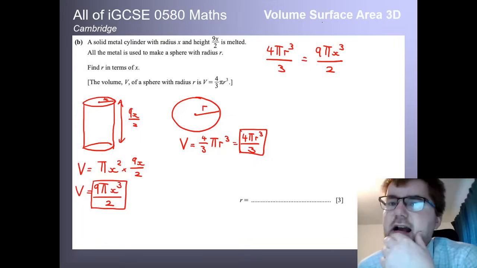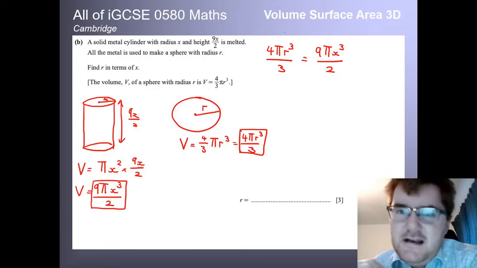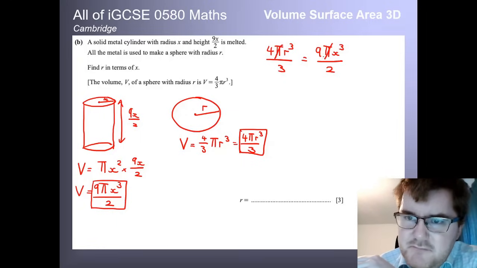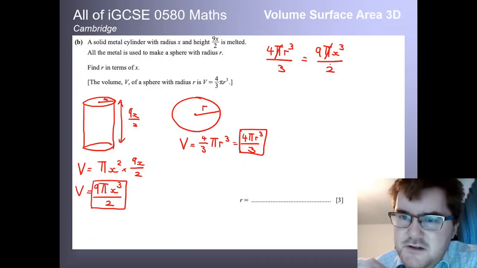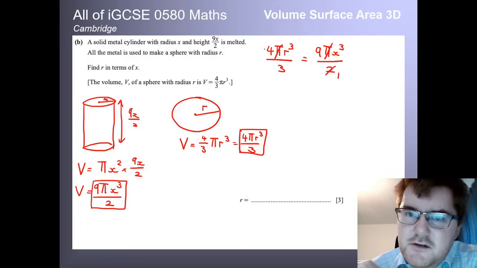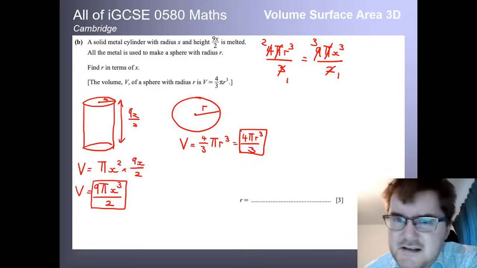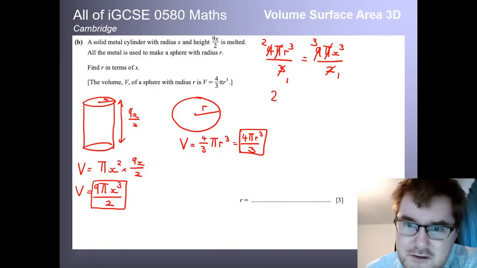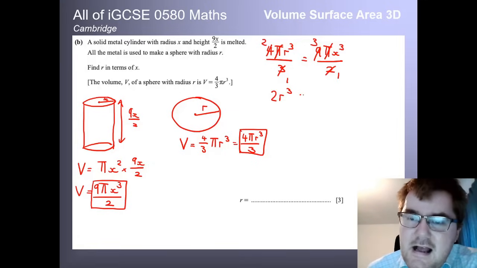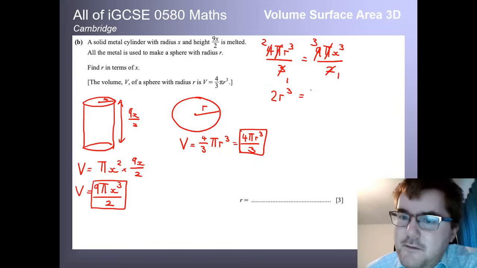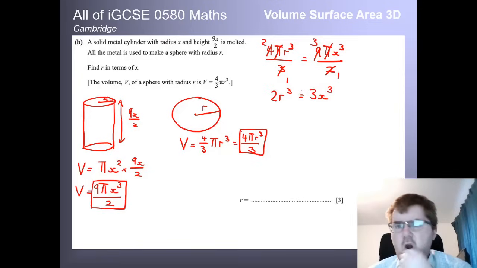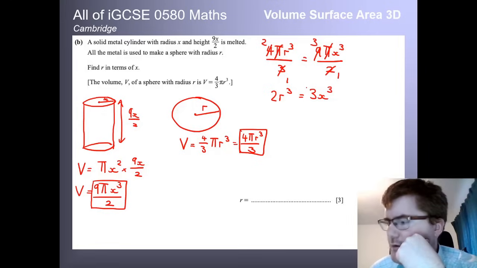Right, the first thing is, can we simplify? And simplify we can. So we can cancel pi from both sides. That's great. We can cancel the 4 and the 2. So 2 goes into 2 once, 2 goes into 4 twice. And 3 and 9 also works. So 3 goes into 3 once, 3 goes into 9 3 times. Let's see what that leaves us. So we get 2r cubed, and on the other side, we get 3x cubed.